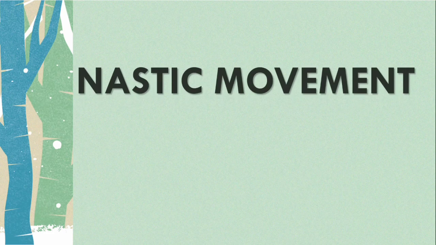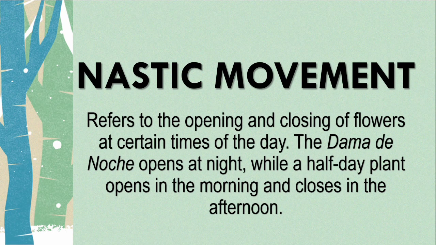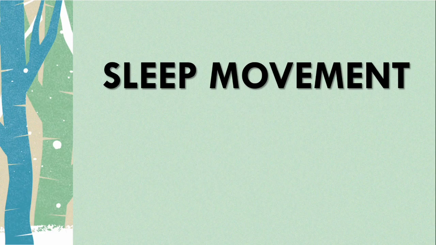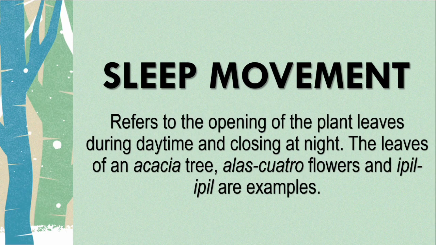So we have the other ways where plants respond to their environment. The first one is Dynastic Movement. Dynastic Movement refers to the opening and closing of flowers at certain times of the day. For example, the Dama de Noche opens at night, while a four o'clock plant opens in the morning and closes in the afternoon. Last one is the Leaf Movement. It refers to the opening of plant leaves during daytime and closing at night. The leaves of the acacia tree, alas cuatro flowers, and ipil-ipil are examples.